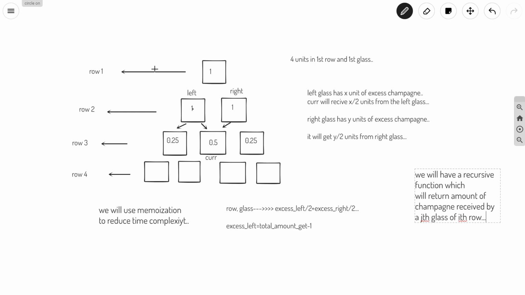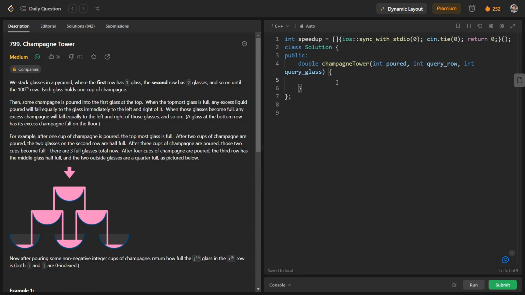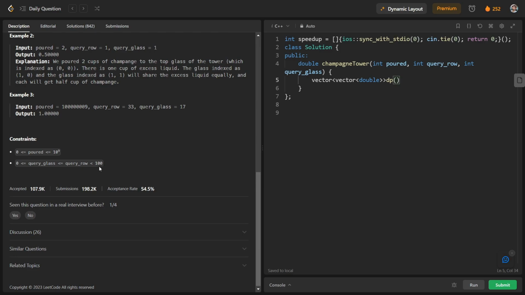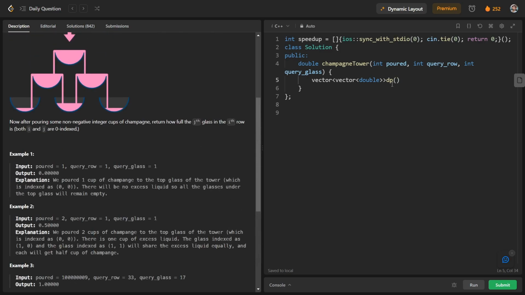So let us try to code this question. Again we will have a two-dimensional vector. Two-dimensional vector of double, because the return type is double. It will be a dv vector, and it will be of size 100. You can see that the number of rows will be 100, so we will take the size as 101. And for the other dimension also, vector of double with size 101, and we will initialize it with minus 1.